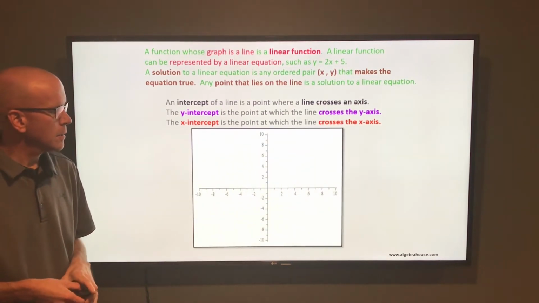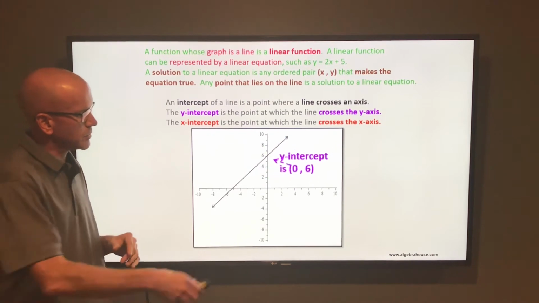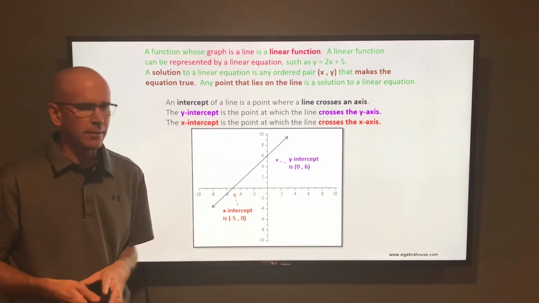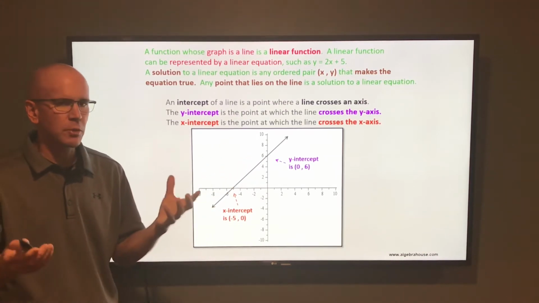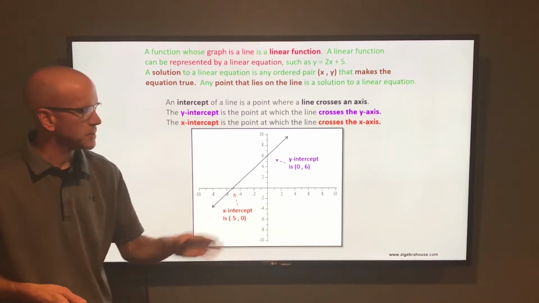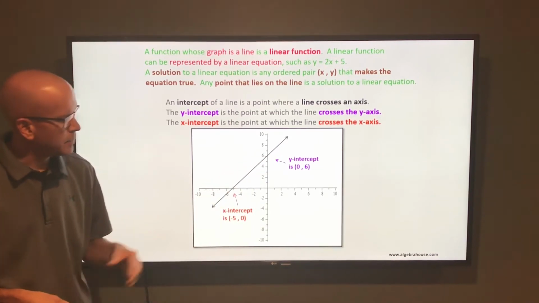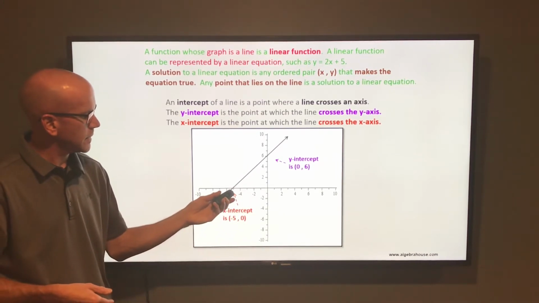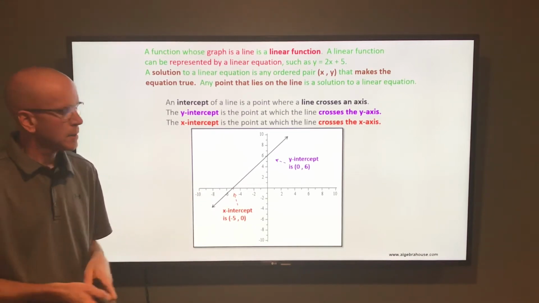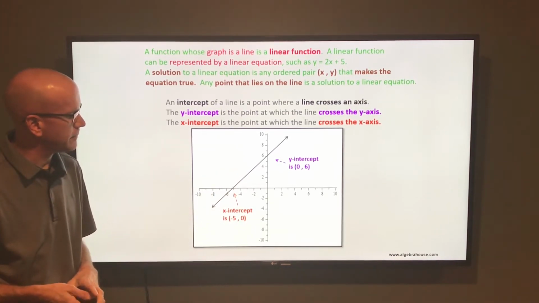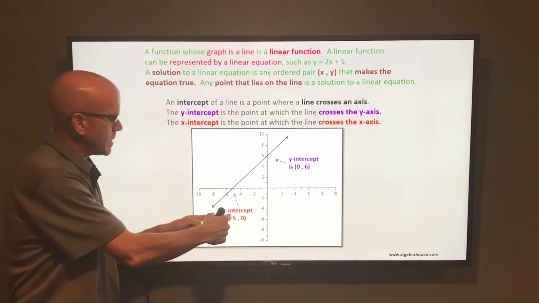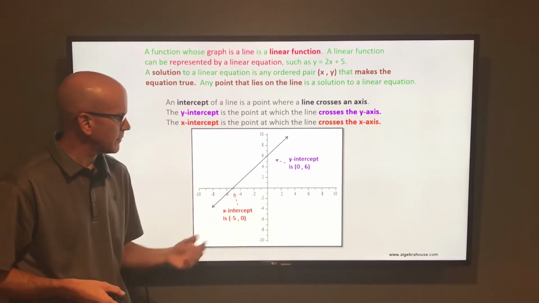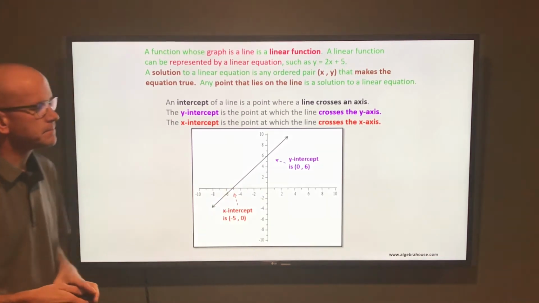So if you look at this graph, you can see it hits the y-axis at 6. So you could say that the y-intercept of that line is 6. Some teachers or books may say the coordinates of that would be (0, 6), because the x-coordinate is 0, the y-coordinate is 6. But that hits the y-axis at 6, the y-intercept is 6. You can see it hits the x-axis at -5. So this line is crossing the x-axis at -5. The x-coordinate is -5, the y-coordinate is 0. Either way, the x-intercept is -5, the y-intercept is 6.